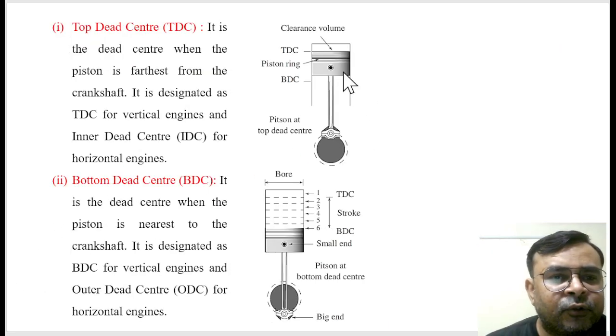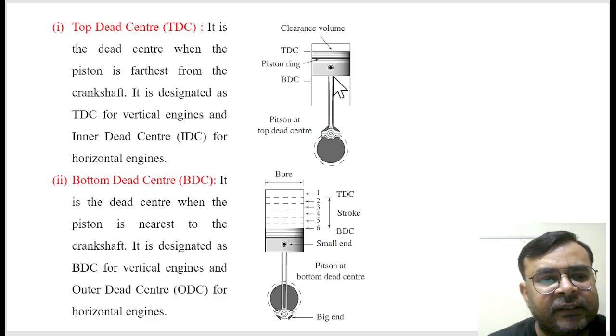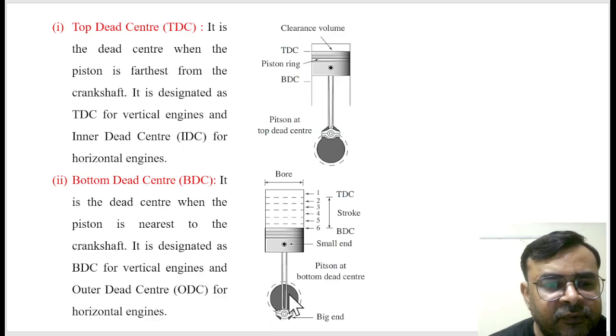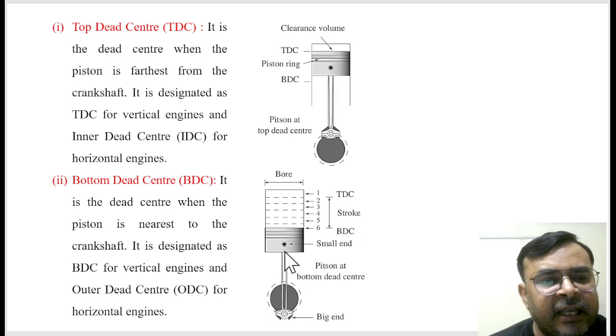Okay. So once again, this thing is described here. From this figure, this circle represents the crank, and this rectangular section represents the connecting rod.